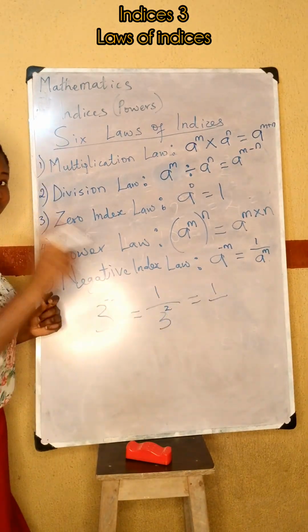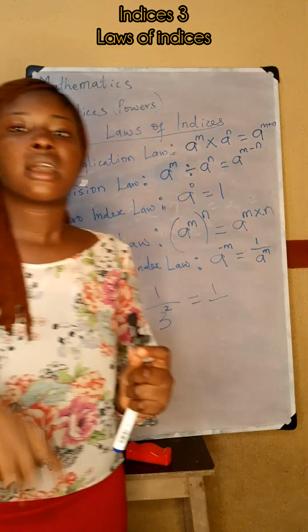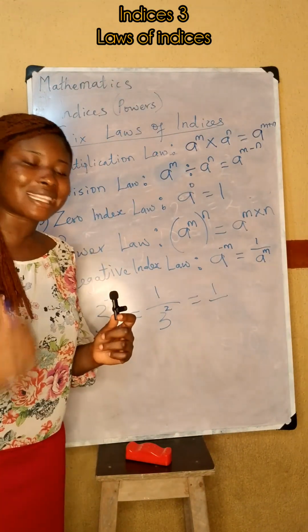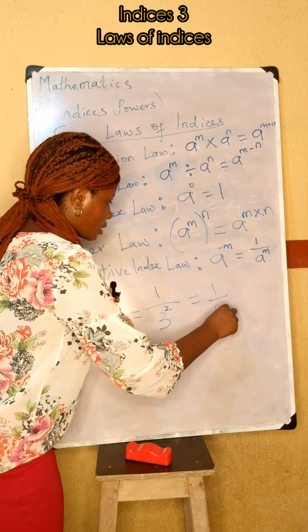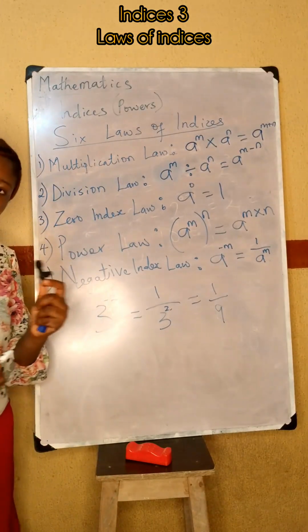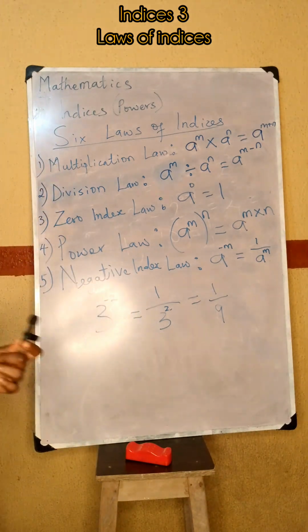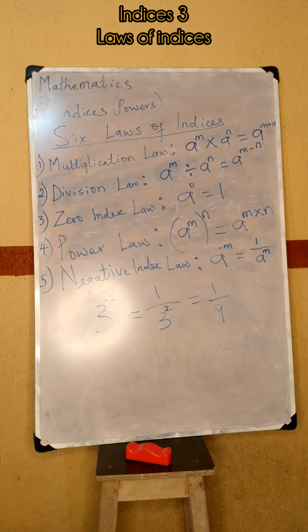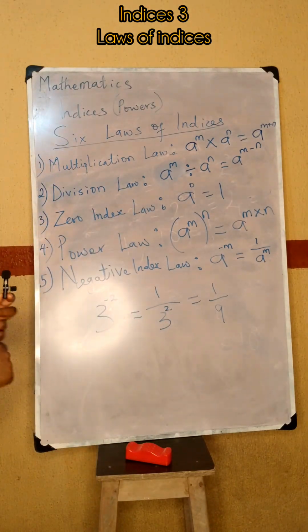So the result here is 1 over 3 raised to power 2. It's not 3 times 2. I hate to see you make this mistake. 3 raised to power 2 is just asking you to multiply 3 two times, so this is going to become 9. So this is 1 over 9. That's our negative index law. When a number is raised to a negative power, what we do is write 1 over that number, now raised to positive power.